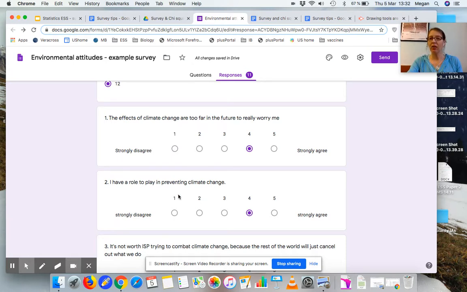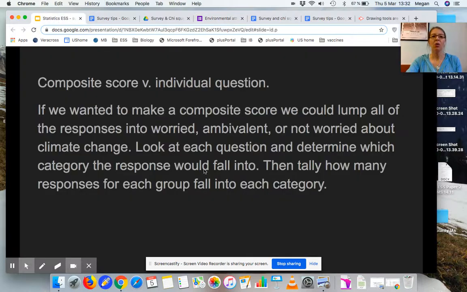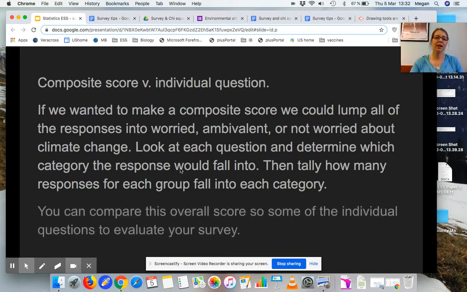So you would want to categorize, and then you count the number of agrees and strongly agrees. You would count the number of whether you're worried or not, or ambivalent, and that's what you would put into your matrix, instead of just the agree and disagree for the individual questions. And that's kind of nice if you do that when you're doing research, because then you can compare your overall score to some of the individual questions that you're going to evaluate in your survey.